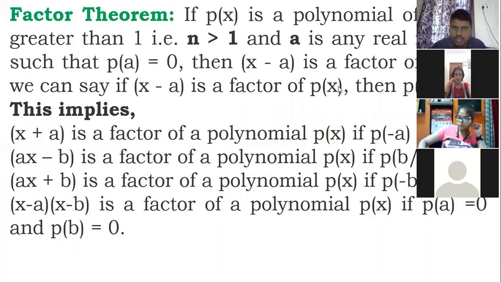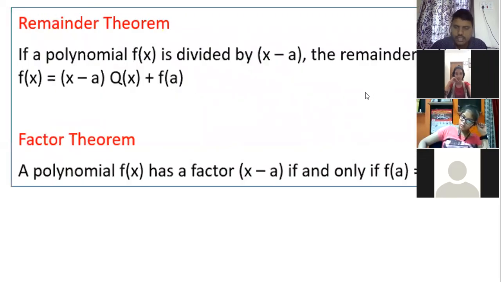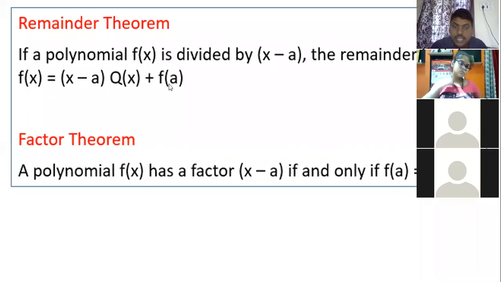So we'll take one more example. The difference between the remainder theorem and the factor theorem: if your polynomial f of x is divided by x minus a, the remainder is f of a. That means f of a is some number, or 0, whatever. But the factor theorem says a polynomial f of x has a factor of x minus a if and only if f of a is equal to 0. You have to get answer 0, remainder 0.